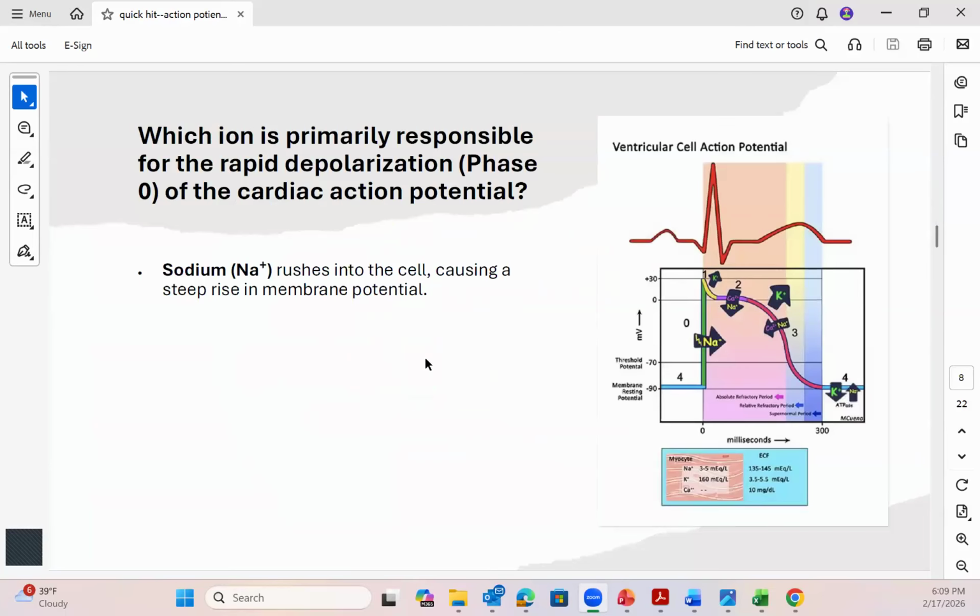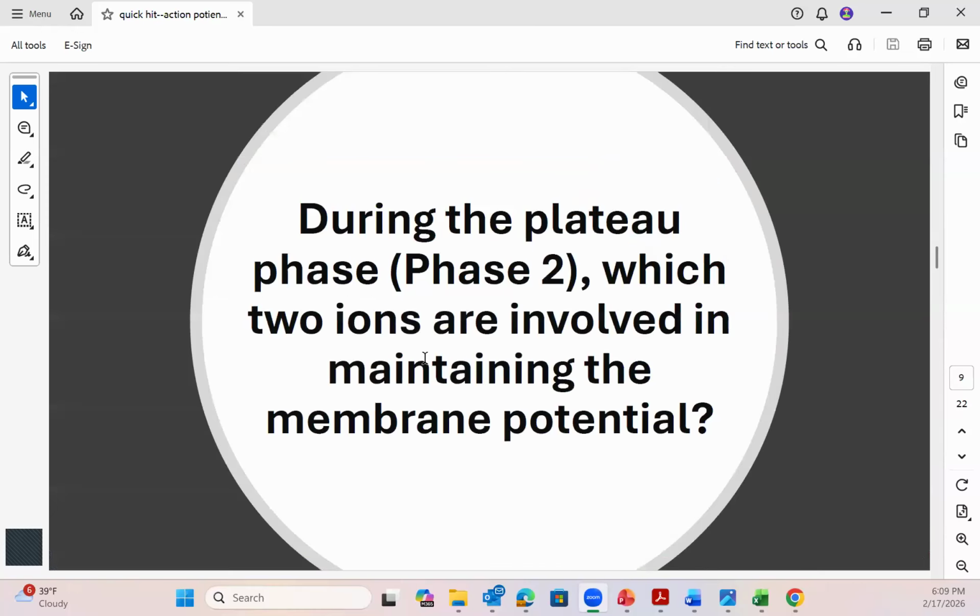Fabulous. All right, so it's sodium. It rushes into the cell, causing a steep rise in membrane potential. All right, our next question, which you can all answer internally. During the plateau phase, which two ions are involved in maintaining membrane potential?